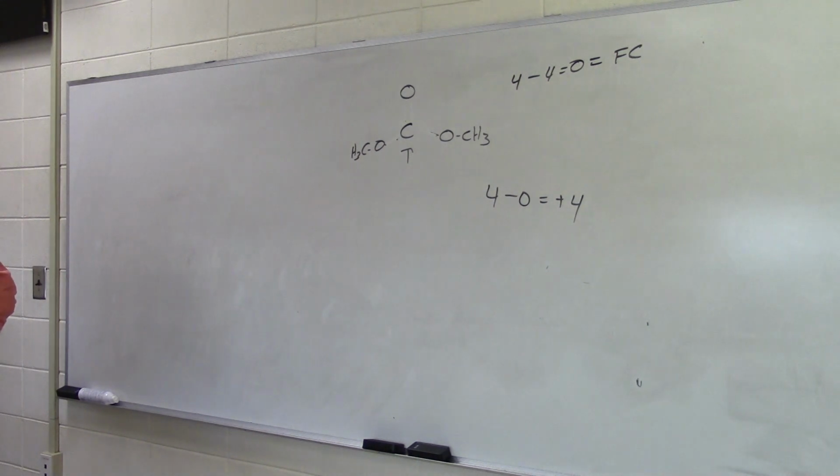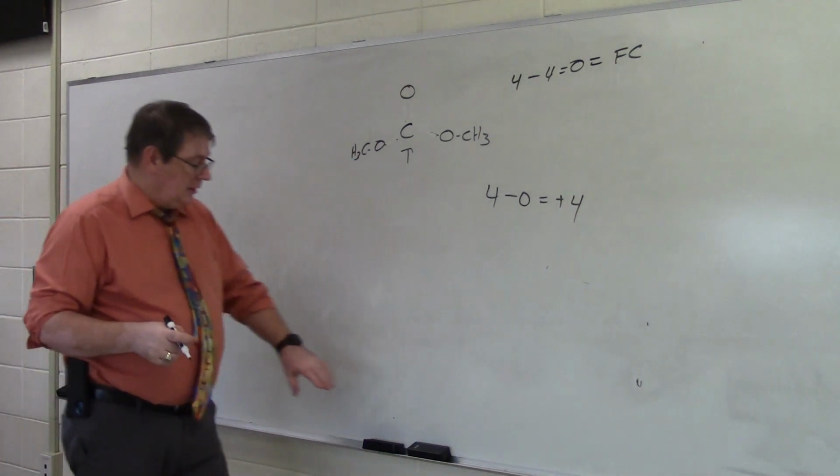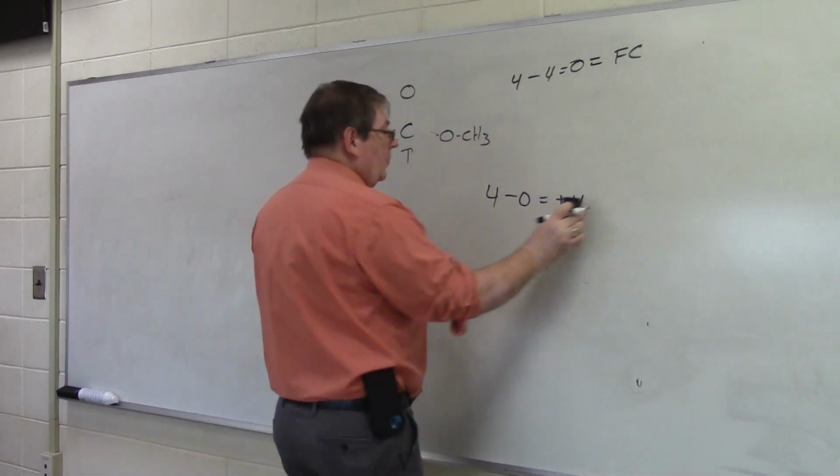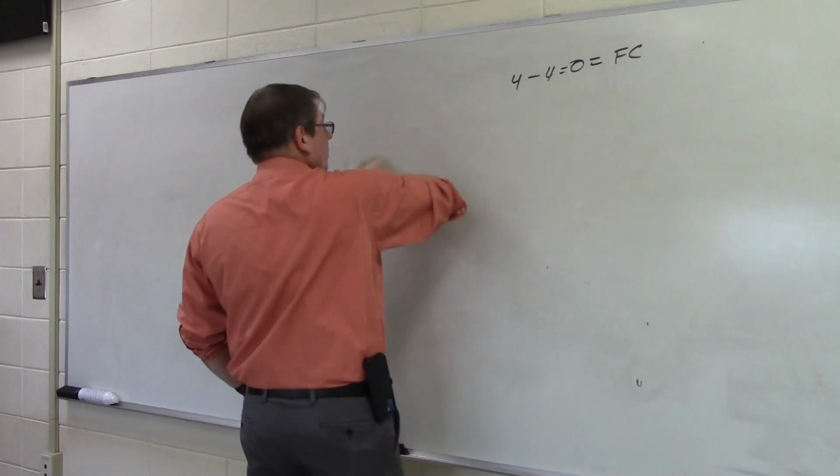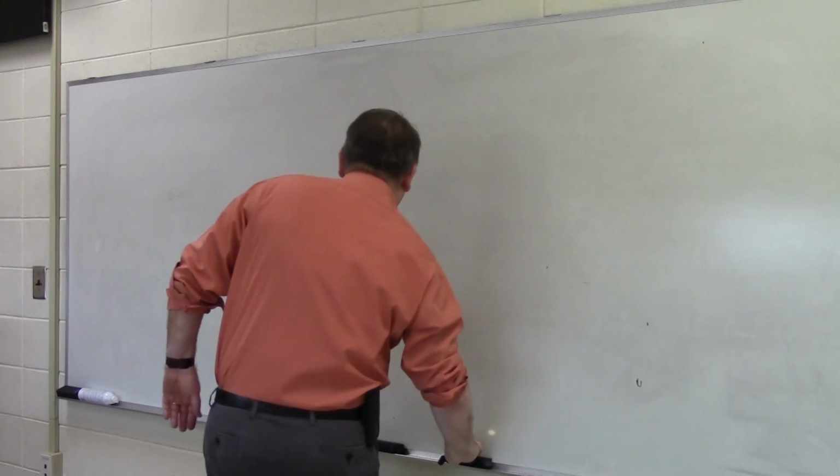It has a formal charge of 0. It's not charged, but it is highly oxidized. It's in the +4 oxidation state. So that's how you calculate oxidation state. So let's look at a different example, something that isn't quite so rote.